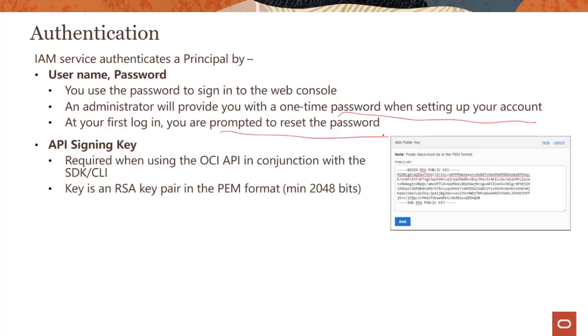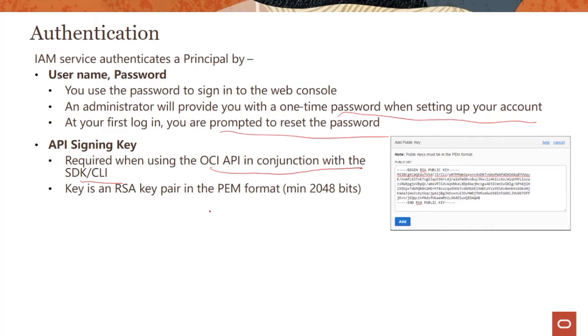The second mechanism of authentication is using something called an API signing key. You use this when you are using the OCI API, Oracle Cloud Infrastructure API, in conjunction with the SDK or the CLI. So when you're running a command line interface and you're running some commands, you are basically using the API signing keys to authenticate who you are, and from where you are running the CLI.